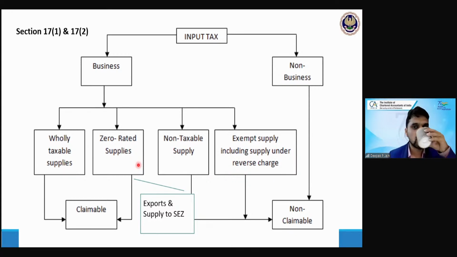Okay. Very good question, Shruti. What if I'm doing partly taxable, partly exempted? Proportionately, you can claim to the extent it is taxable. To the extent it is not taxable, you cannot claim.